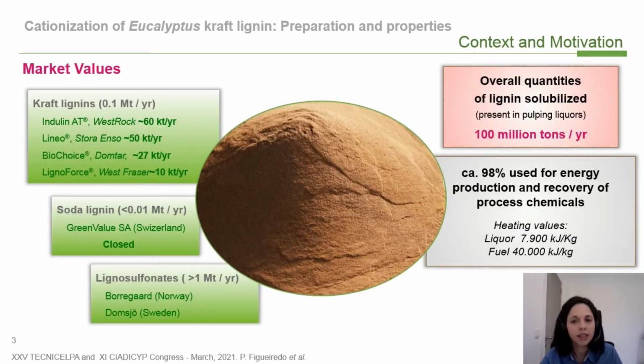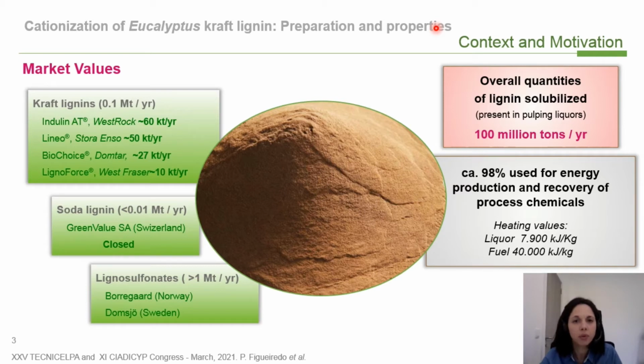For decades, lignin has been separated from wood by several different pulping technologies. The amount of lignin solubilized into the pulping liquors accounts to about 100 million tons per year, but about 98% of these are used for energy production and recovery of processed chemicals. Among the pulping technologies, kraft pulping is today by far the most frequently applied technology. However, only about 1 per mille of the solubilized lignin is commercialized.